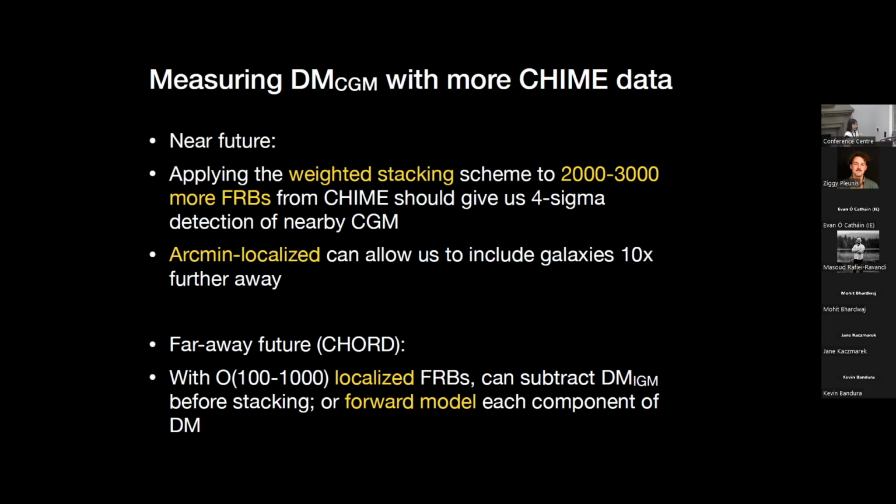But then we'll have to coordinate the efforts here because I know people are also interested in doing similar stuff with these Archimedes localized FRBs. And then for a far away future plan, when you do have the localization data, you can subtract off the estimate for the DM from the IGM and then do the unweighted stacking. So that's going to be more interesting than the current sample. And then you can also do a forward modeling of each component of the DM when you have really well localized FRBs.